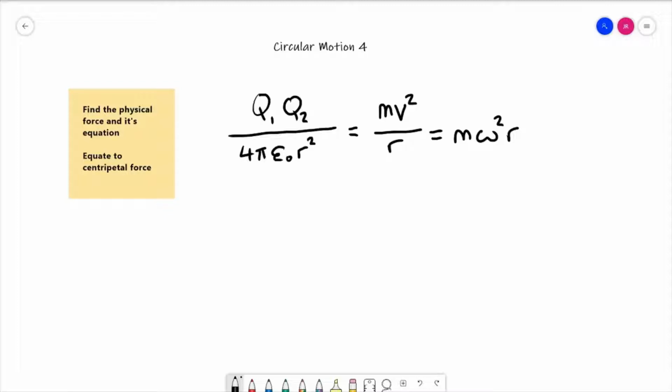Now for that particular example and the other examples that we looked at last lesson, there was only really one force that was acting in any particular example. What we're going to look at today is where there is more than one force acting and how we deal with that.